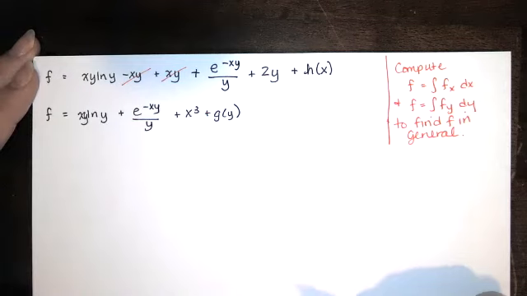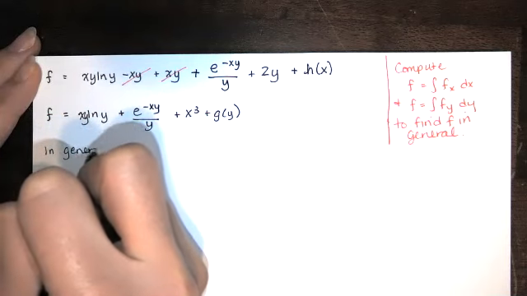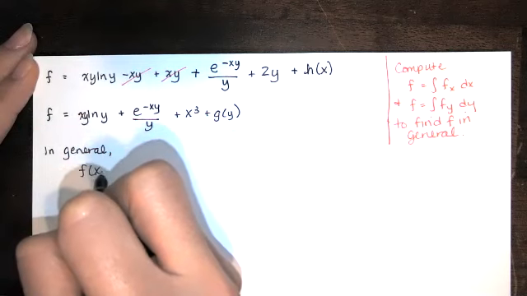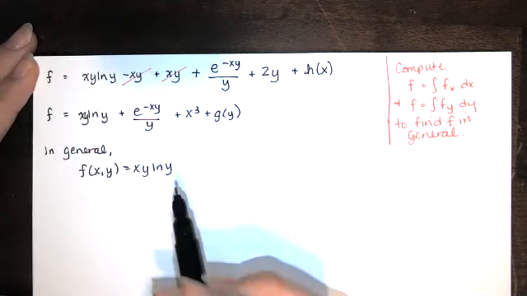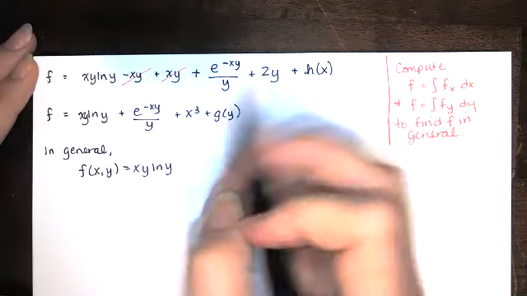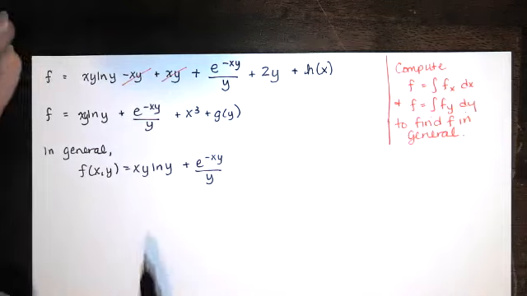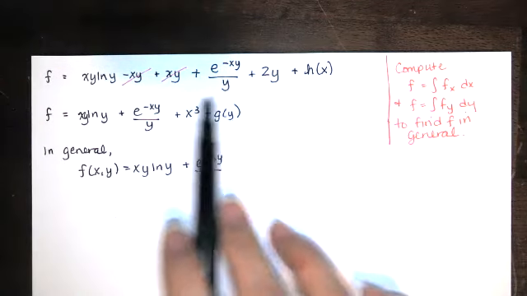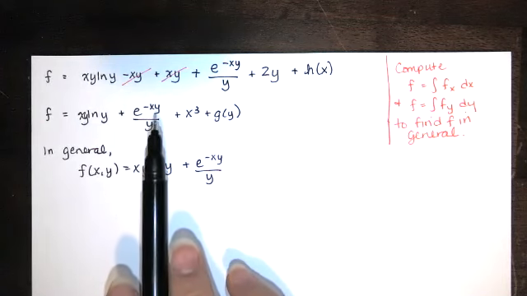Okay, that's the plan. So in general, we know that f has a term of the form xy times natural log of y. We also know that f has this term, e to the negative xy over y. Now, I told you that I wouldn't expect you to be able to compute the antiderivative to get this, but we were able to compute the antiderivative to get this.